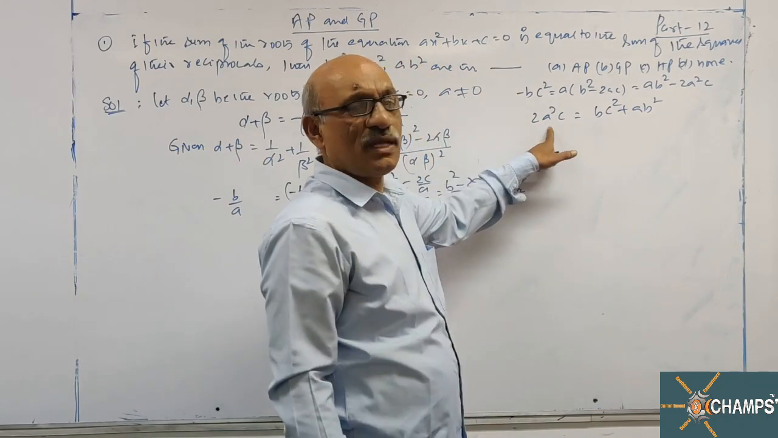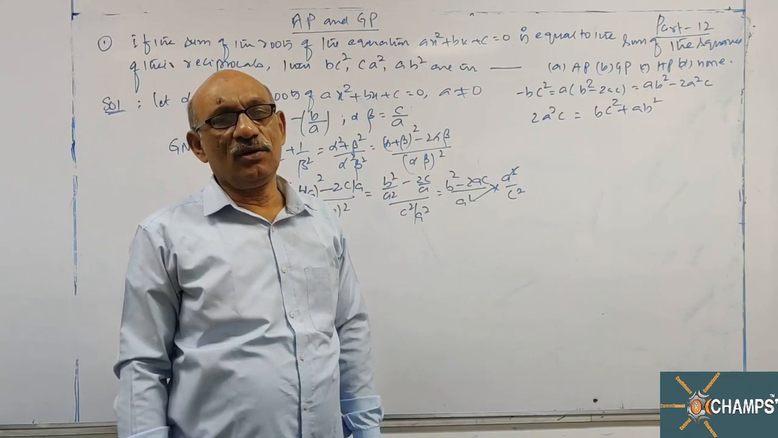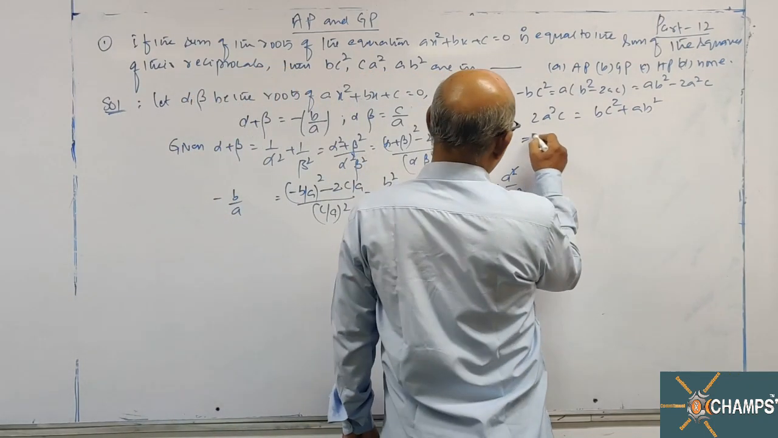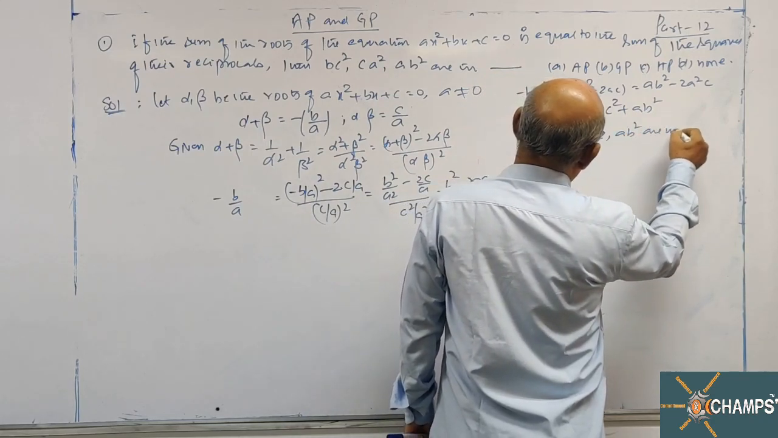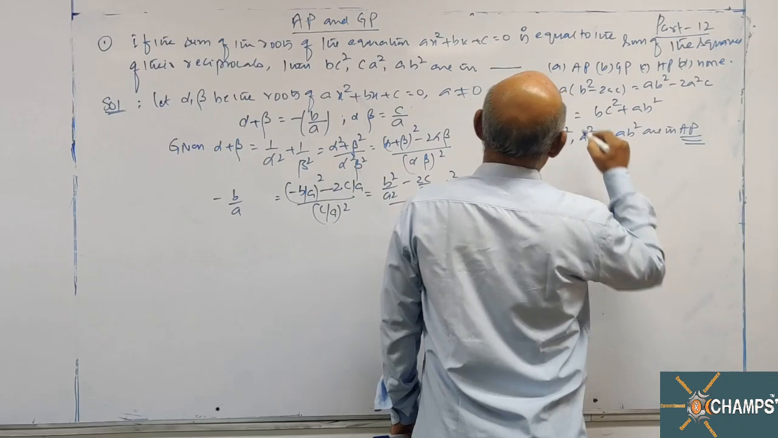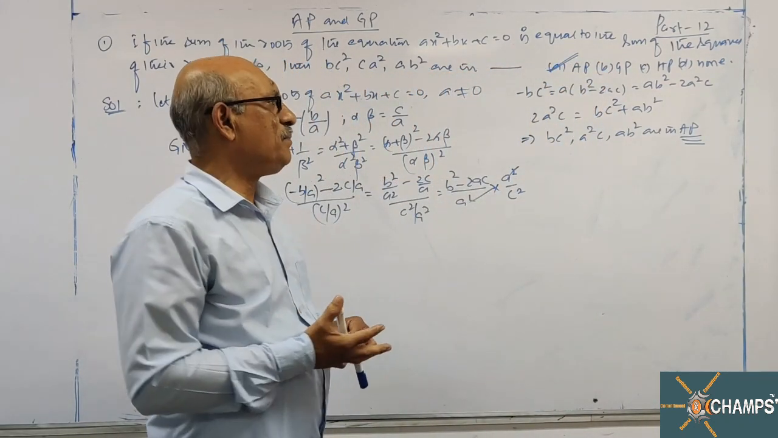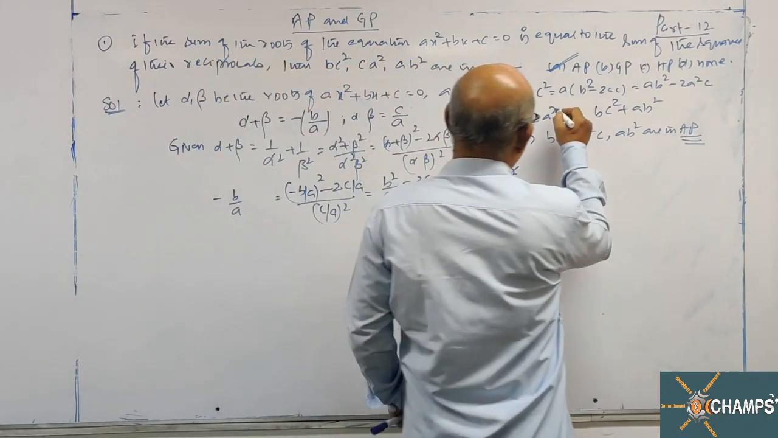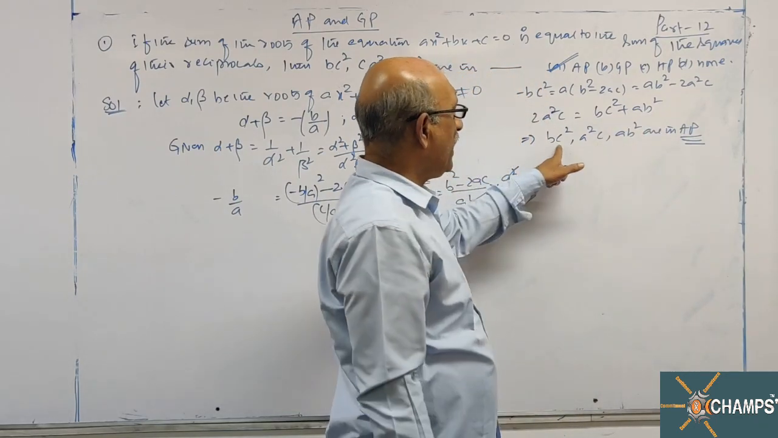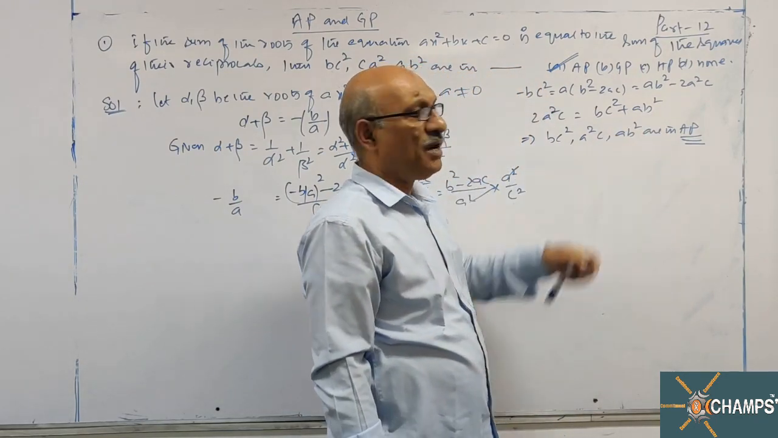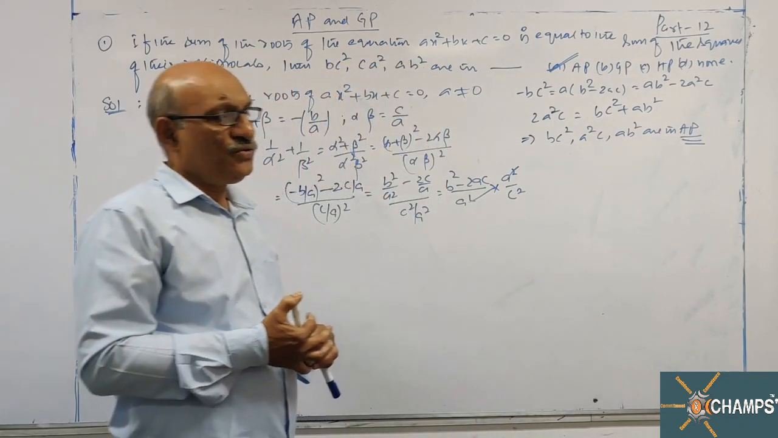Now look at this. 2 times the middle term is equal to first term plus last term. This implies bc square comma a square c comma ab square are in AP. So option A is the answer. Again, last point I am repeating one more time: 2 times the middle term is equal to first term plus last term, implies bc square comma a square c comma ab square are in arithmetic progression. This is the answer to this question.